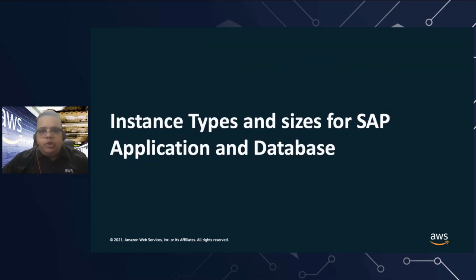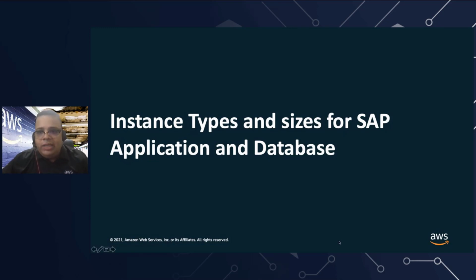So to recap, so far I spoke about the different architecture patterns: single AZ, multi-AZ, and within each pattern we saw the different variants like single instance, distributed instance, high availability, as well as different options available for DR under multi-region architecture. Now you have the information to select the right architecture pattern for your use case. Let's see what EC2 instance type you need to select for your SAP systems.